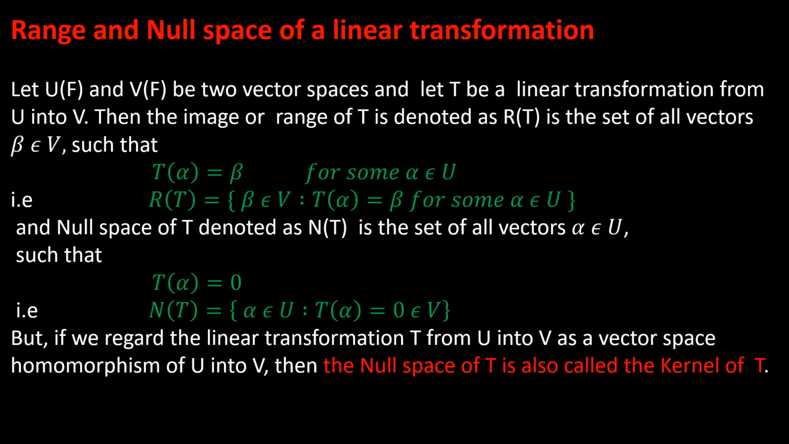But if we regard the linear transformation T from U into V as a vector space homomorphism of U into V, then the null space of T is also called the kernel of T. That is, the elements are mapped onto the zero element, which is the identity of the vector space. Then the null space of T is also called the kernel of T.